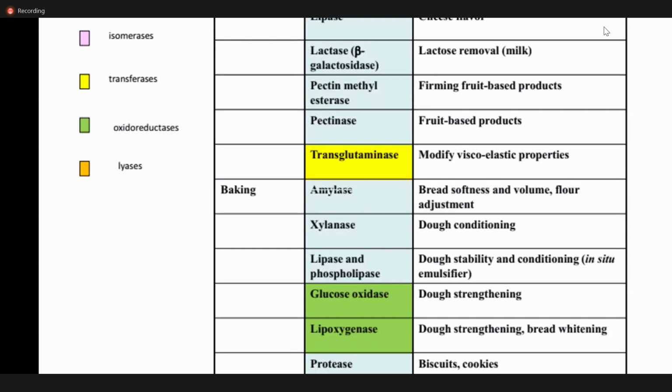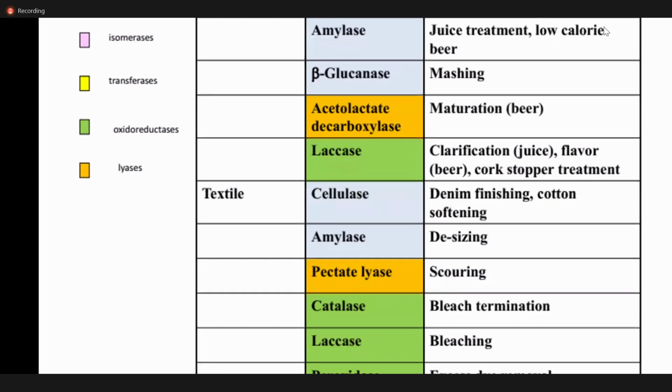And the modified viscoelastic properties are especially in transglutaminase. Transglutaminase is a transferase enzyme. Yes, transferase. Beverages industries and textiles industries also use it: desizing and scouring, bleaching and bleach termination.